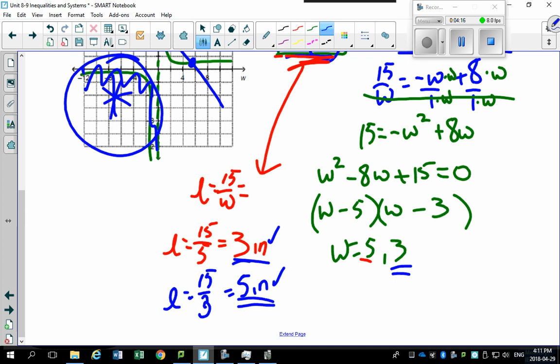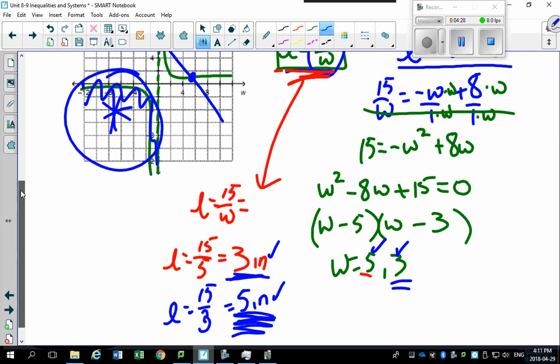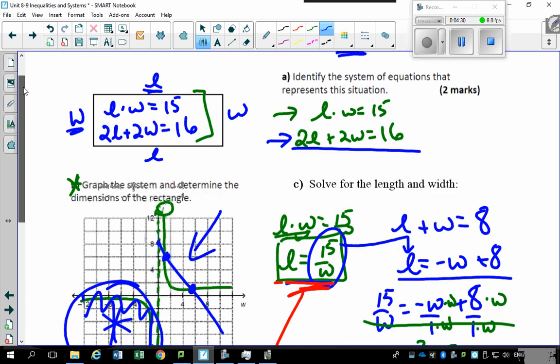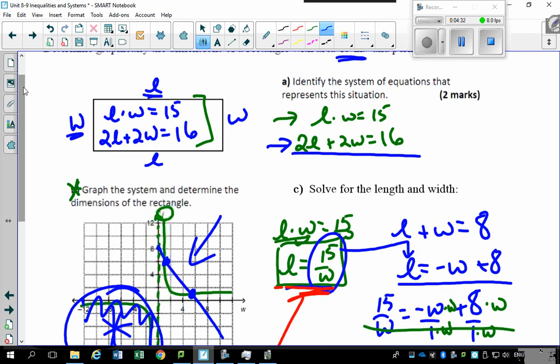Width could be either 3 or 5 inches. So, well, guess what? They're interchangeable then. Length we usually say is the longer side. So let's let that be 5 and the width be 3. And let's see if we actually get that. Let's go back to original. If this was 5 here, and I'll just use a different color. If this was 5 and this was 3, look at this.